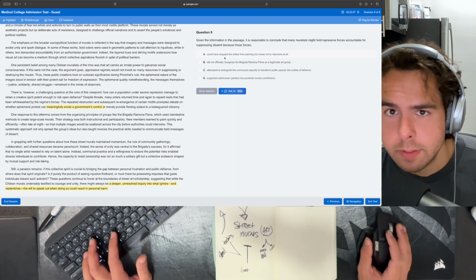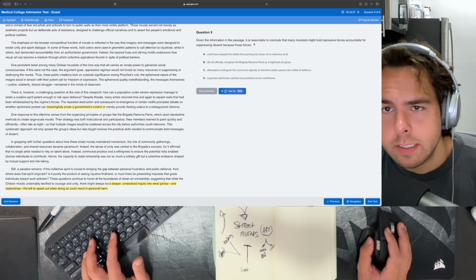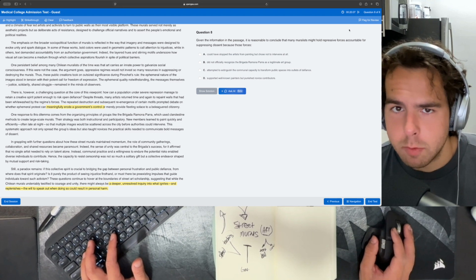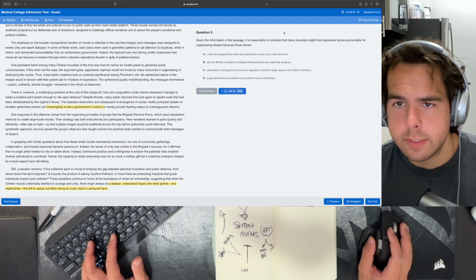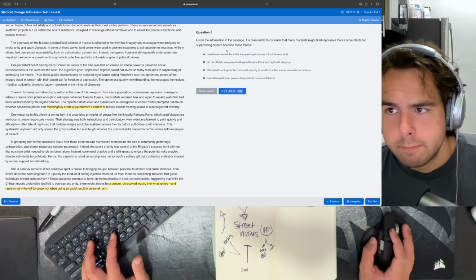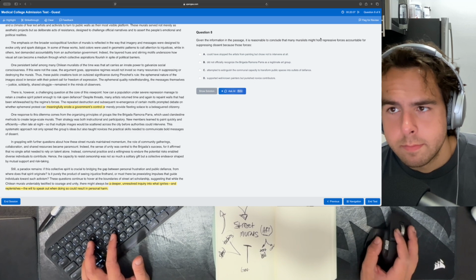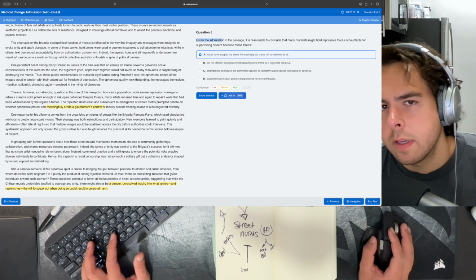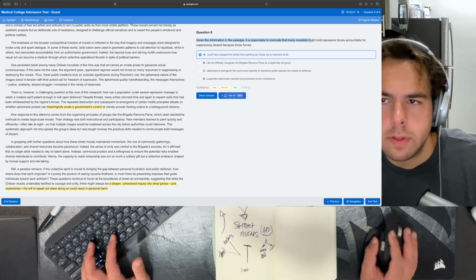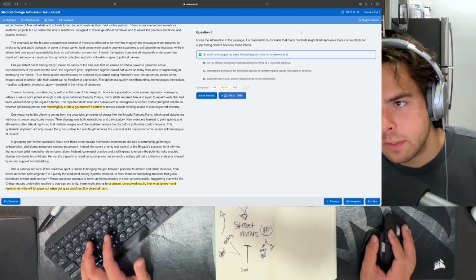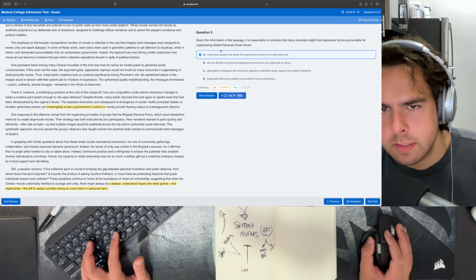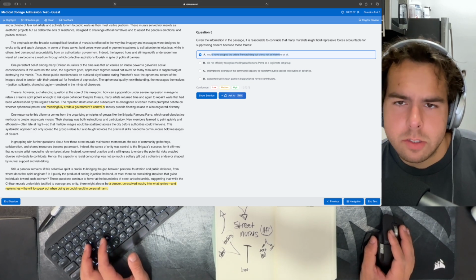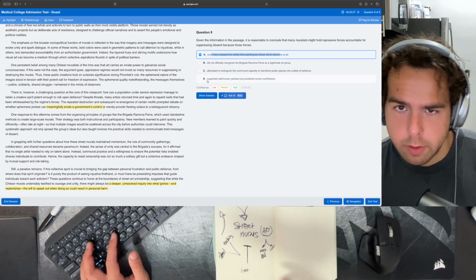Last question. Given the information in the passage, it is reasonable to conclude that many muralists might hold repressive forces accountable for suppressing dissent because those forces could have stopped the artist from painting but chose not to intervene at all. That's not true. The forces were intervening. We have that in our mind map.